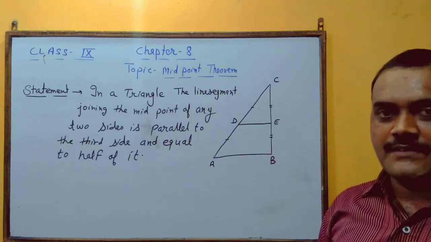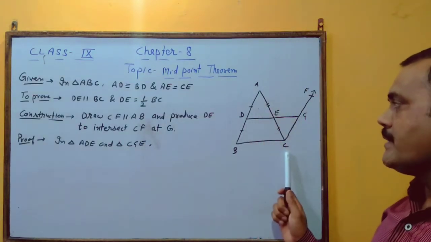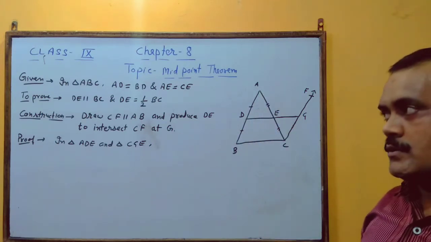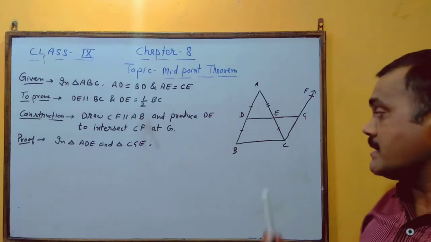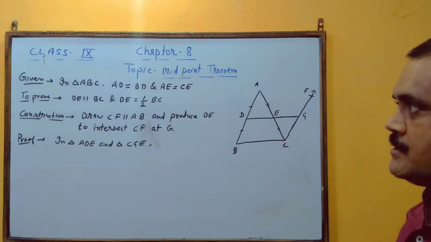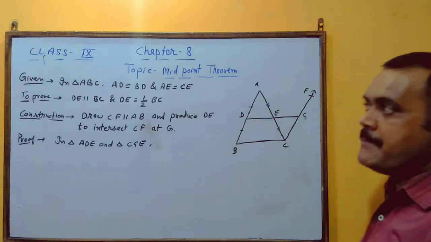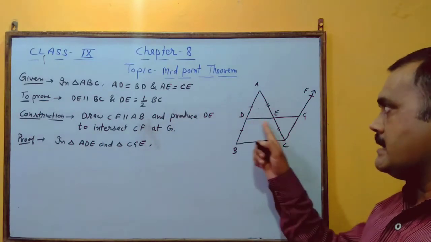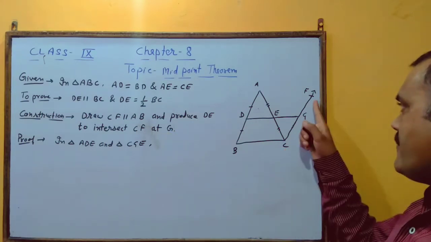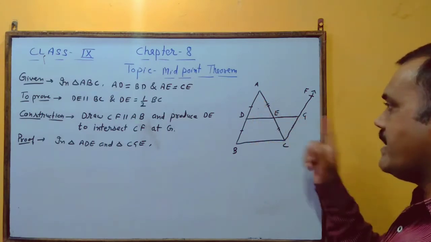This is quite simple, and we will use the property of parallelogram. So you can see we have a triangle ABC in which D and E are the midpoints of AB and AC respectively. So what we need to do, we will draw a line, this CF, parallel to AB. You can see in the construction. So first, what is given? Triangle ABC, AD is equal to BD and AE is equal to CE. And to prove, this DE parallel to BC. Construction: draw CF parallel to AB and produce DE to intersect CF at G.